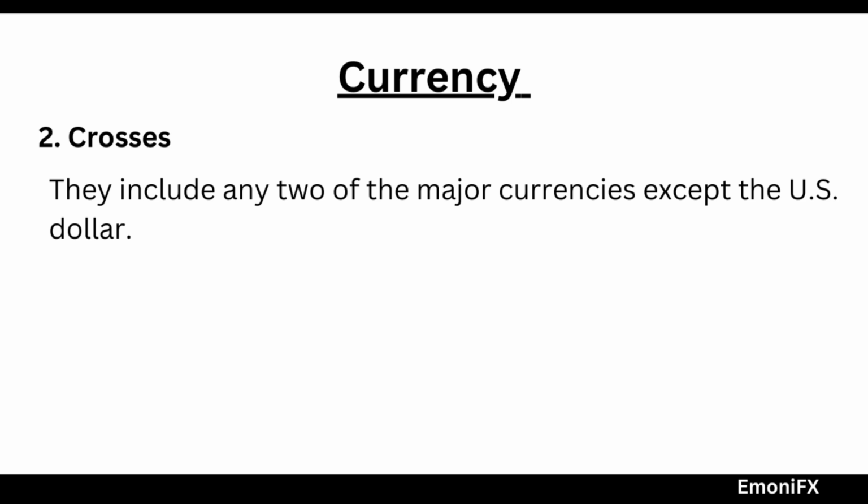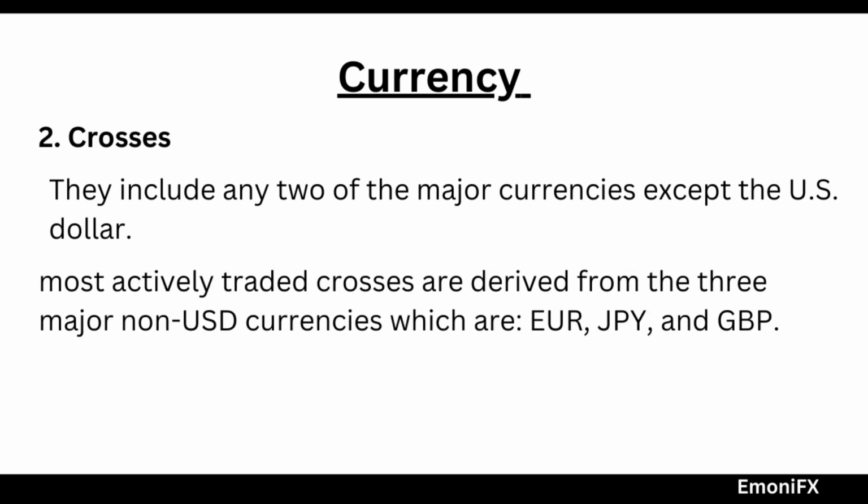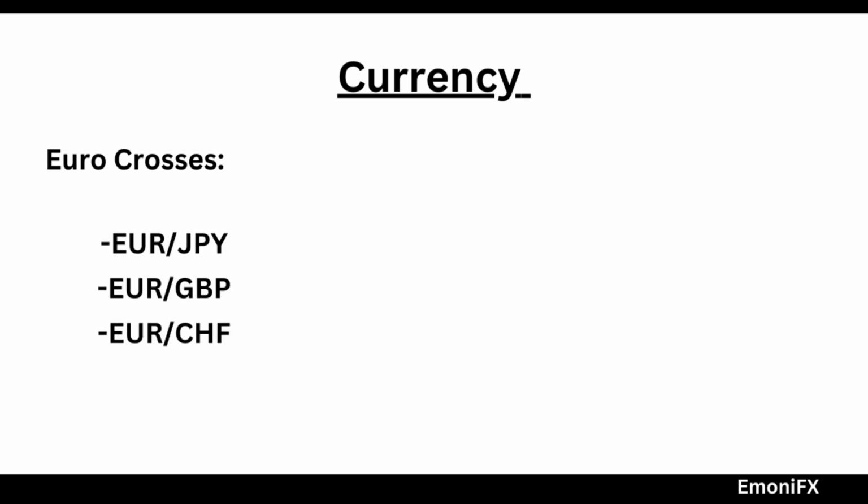Now, currencies that include any of the two major currencies except the US dollar are known as the cross-currency pairs, or simply as the crosses. There are a lot of crosses out there, but the most actively traded crosses are derived from three major non-USD currencies, which are the euro, JPY, and British pound. These are some examples of the euro crosses, these are some examples of the Japanese yen crosses, and these are some examples of the British pound crosses.